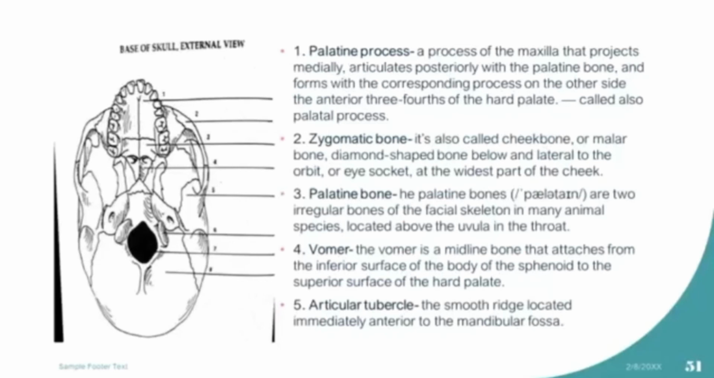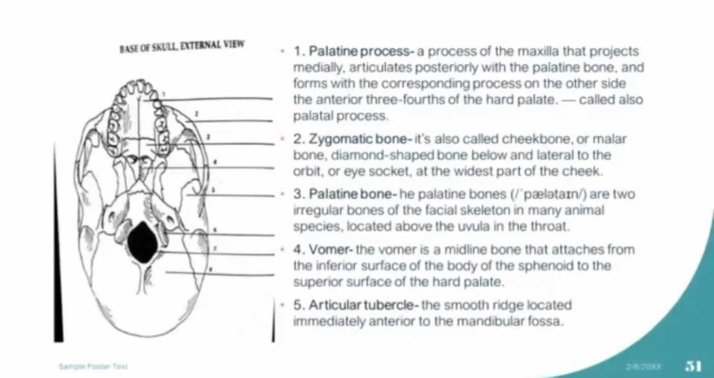2. Zygomatic bone. It's also called cheekbone or malar bone. Diamond-shaped bone below and lateral to the orbit or eye socket at the widest part of the cheek. 3. Palatine bone. The palatine bones are two irregular bones of the facial skeleton in many animal species located above the uvula in the throat. 4. Vomer.